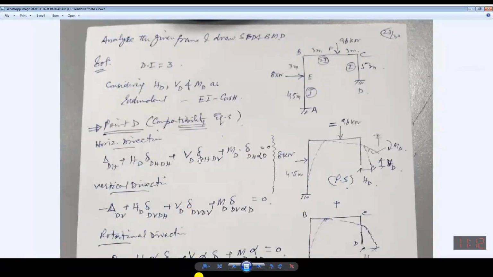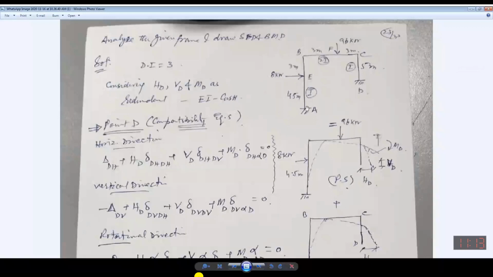ये जो है, this is 48 kilonewton. Please see carefully. This is 48, not 8. This is 96. After all corrections this will be shared with you. I will be sending all these slides after making the corrections. So in this case you can see both supports are rigid.